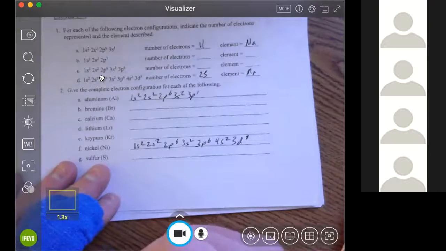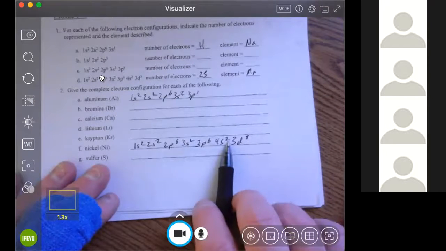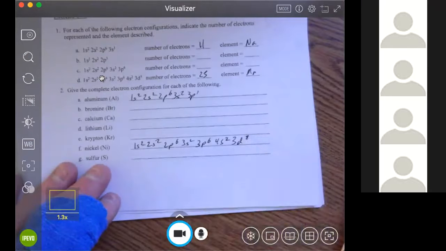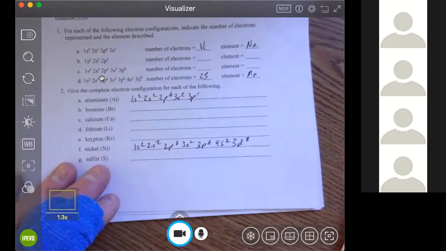If you ever doubt yourself, count them. 2 plus 2 plus 6 is 10, plus 2 plus 6 plus 2 is 20, plus 8 is 28. So many ways to do it.